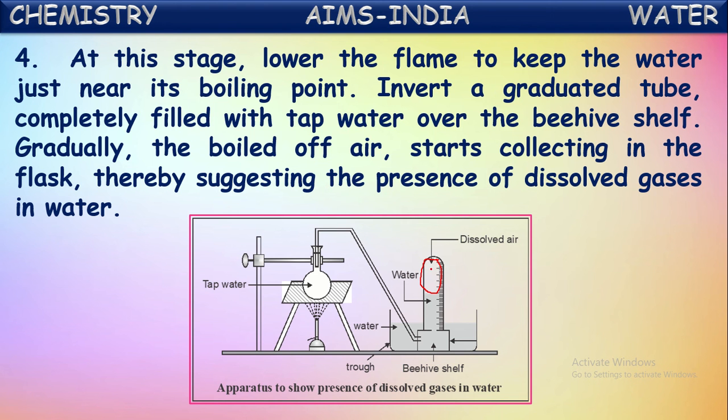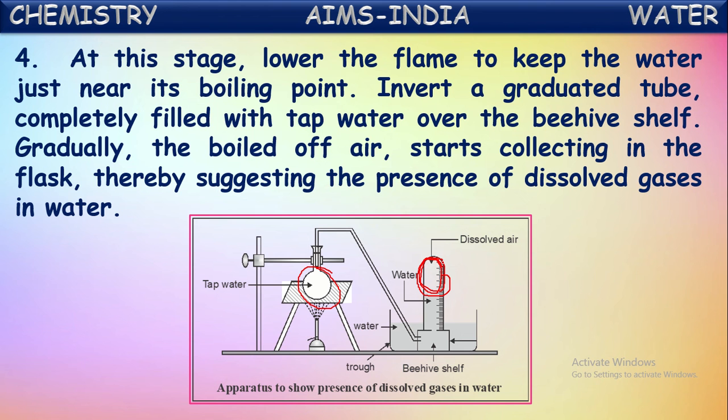So thereby it suggests the presence of dissolved gases in the water. So from where is this gas coming? From this tap water. On heating this tap water, the gas dissolved in it slowly comes out through this delivery tube and enters into this inverted tube which is completely filled with water. So it is pushing down the water here and is collected over this water. Okay. In this way, this experiment proves the presence of dissolved gases in the water.